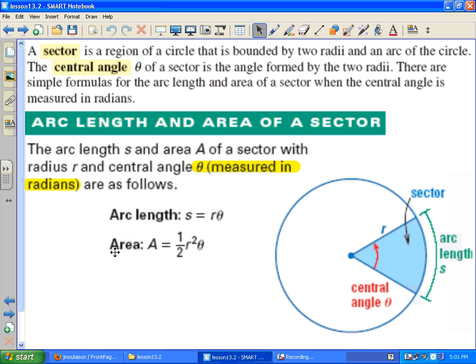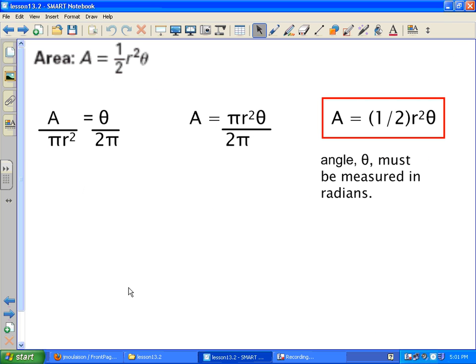The second formula, area. Well, back in geometry we also considered this concept of the area of a sector, and again we used a ratio, a proportion. So we said that the area of the sector divided by the area of the whole circle, which is pi r squared, the formula for the area of a circle, would be equal to, and back in geometry we used, the measure of the central angle divided by 360.